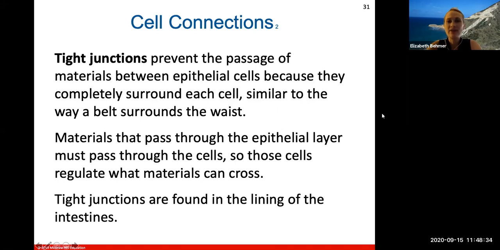Tight junctions prevent the passage of materials between epithelial cells, similar to a belt surrounding the waist. Materials can pass through this epithelial layer, but they must pass through the cells first. So tight junctions will help regulate materials crossing epithelium. And we'll find them in the intestines.